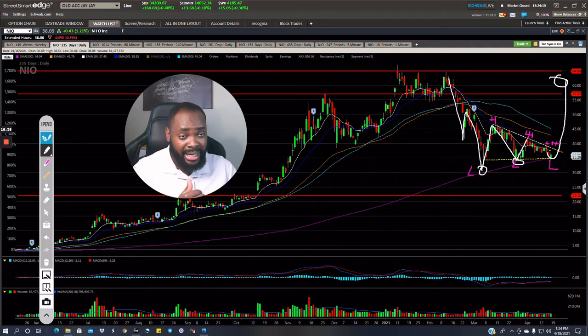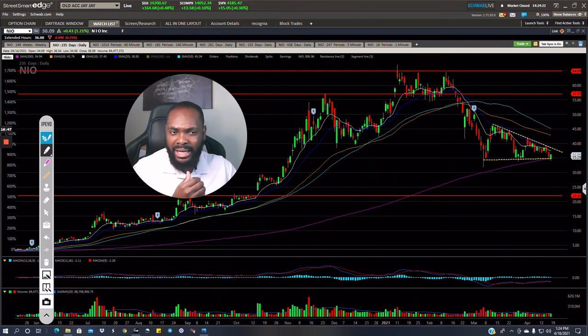Okay, if we break the support of the descending triangular pattern, then look for Nio to come back down here to the 22s. I'm not biased to the downside yet because it hasn't broke the 200 SMA, but if it does, then this is going to be a short play down to 22.